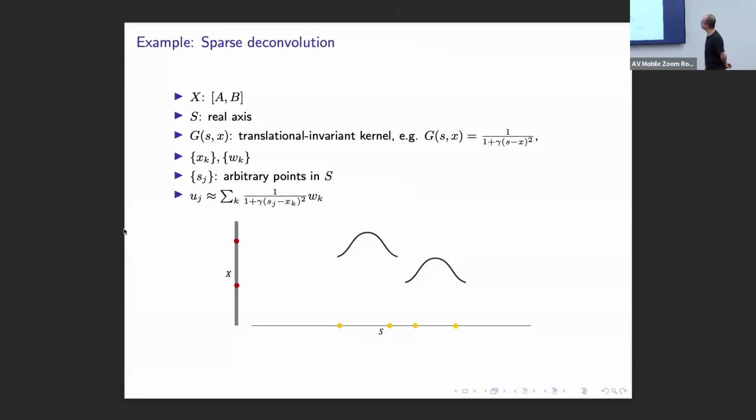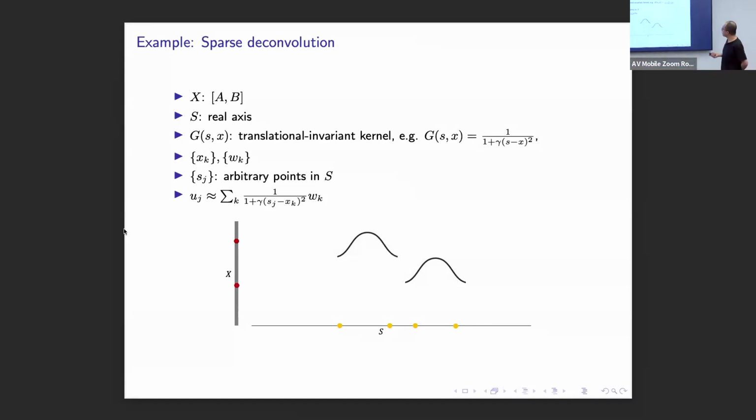And finally, we have the so-called sparse deconvolution problem. So here, your parameter space is on a certain interval and controls the center of these bumps. And the kernel is some translation invariant kernel, one example being this Cauchy kernel. What you observe is a convolution of this kernel with a few delta functions, and you get to observe them at a few locations. What you want to do is figure out the centers and also the weights. Okay, so this is the last example.